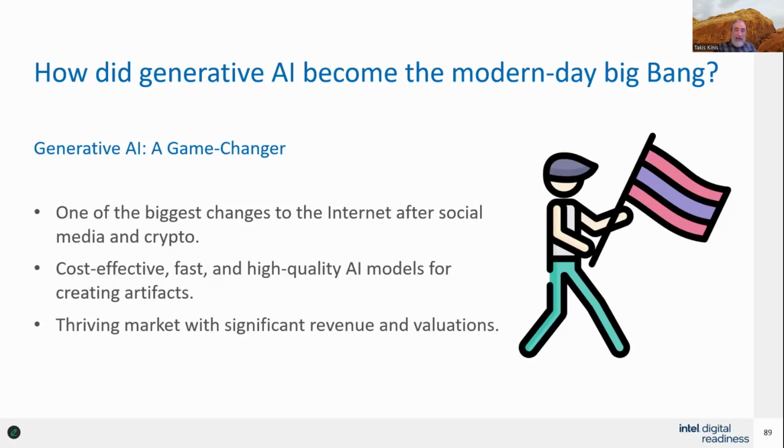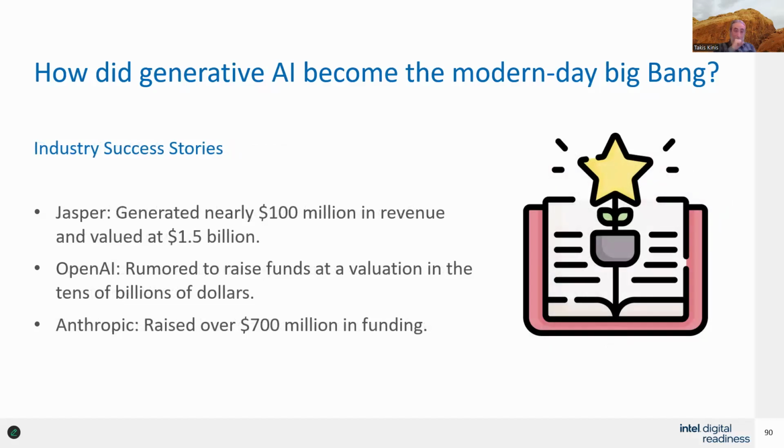They're calling it the biggest thing after social media and cryptocurrency. Cost effective, fast, high quality AI models for creating artifacts. I mean, we're already living it, right? And holy cow, the companies that are building this stuff have crazy market value. Look at the numbers on this. These are some of the bigger companies that are doing it. OpenAI, which of course is the ChatGPT parent, and their tech drives most of the other Gen AIs. They've raised tens of billions of dollars. That's crazy, crazy money. And it's not slowing down.